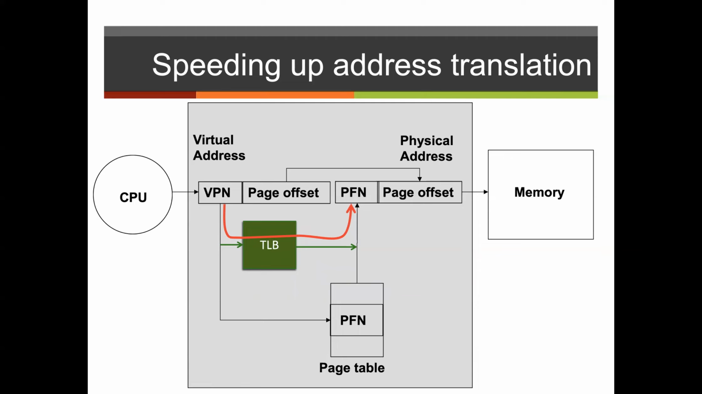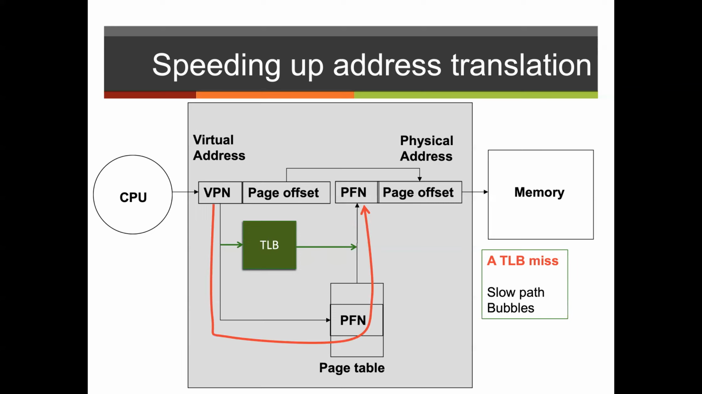With our TLB, we're able to pull the appropriate data that we need from our physical frame number using our translation look-aside buffer. If we have a TLB hit, then that means that we have the necessary data that we need, and we don't need to insert any bubbles to retrieve that data from memory. Conversely, if we were to have a TLB miss, then that means that we'll have a slow path, and we'll have some bubbles that need to be inserted while we retrieve the data from memory.